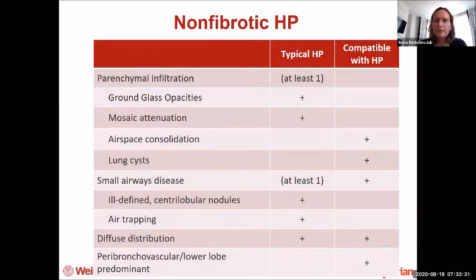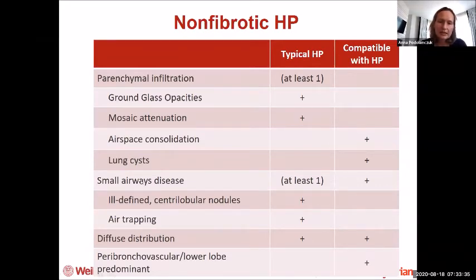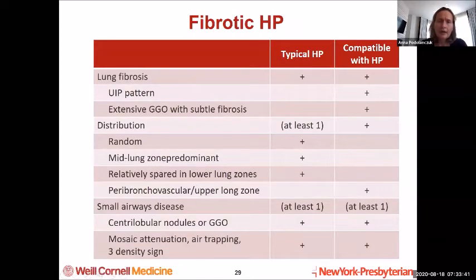Other features that are compatible with HP include airspace consolidation and lung cysts, as well as peribronchiovascular lower lobe predominant findings. And I'll show you examples of that. In fibrotic HP, you need to see lung fibrosis that has a specific distribution, and also you need to see features of small airways disease. So you need all three of these components to have typical fibrotic HP.